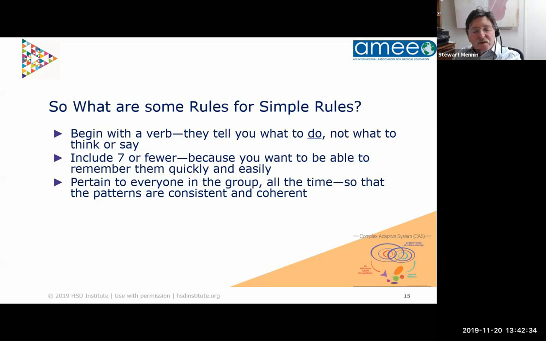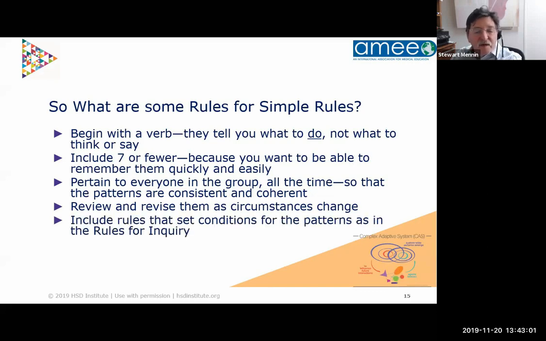The simple rules have to work for everyone. So if I'm a teacher, the simple rules have to apply to the teachers, all the students, the administrator, the staff, the directors, the deans. Everyone should be aware of and following the same simple rules for it to work. And they should be reviewed and revised. It includes rules that set conditions, that is, set the terms of reference for patterns. And finally, this includes what's called the container, differences, and exchanges, which we've mentioned in past blogs, and I'll mention again briefly here and in the next blog.